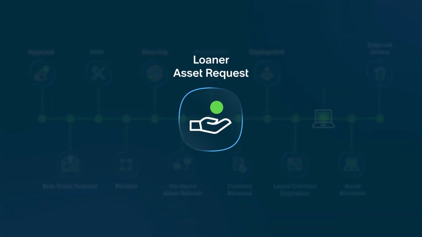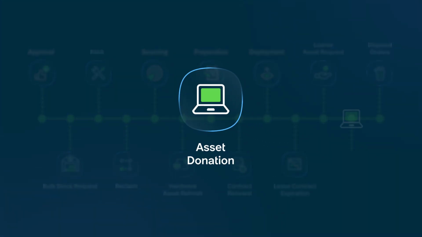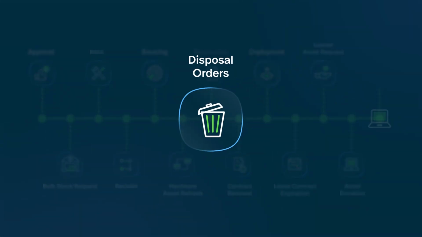Loaner Asset Request supports the deployment and reclamation of temporary use assets. Asset Donation gives devices a second life by moving them into the hands of charities that have a pressing need for IT hardware with an auditable process that will retire the assets from the organization and improve ESG scores. And Disposal Orders streamlines processes to retire end-of-life assets with audit-friendly tasks, details, and documentation.